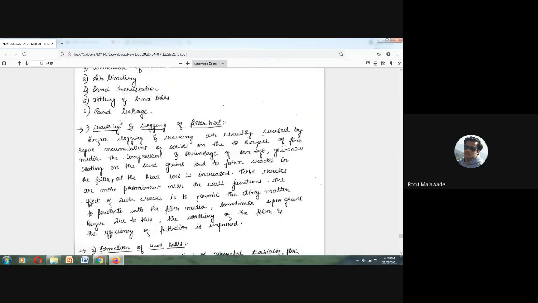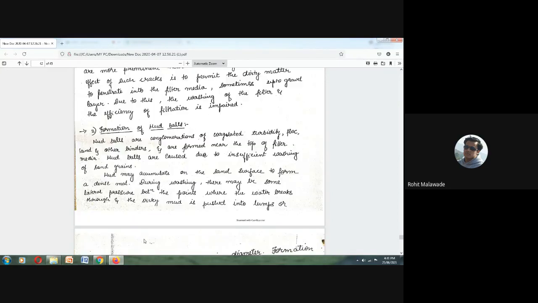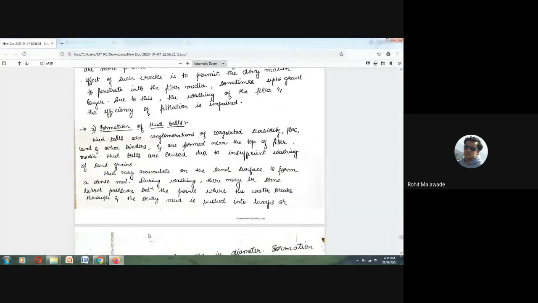Then formation of mud balls. As you know, sometimes in case of your rapid sand filter, the coagulation sedimentation is as it is coagulated. What is going to happen? There is a force of attraction between the suspended particles, and they may increase their size and may not pass through your filter media itself. So again, there may be a formation of mud balls, and it may become very difficult to pass the suspended particles out of the filter.